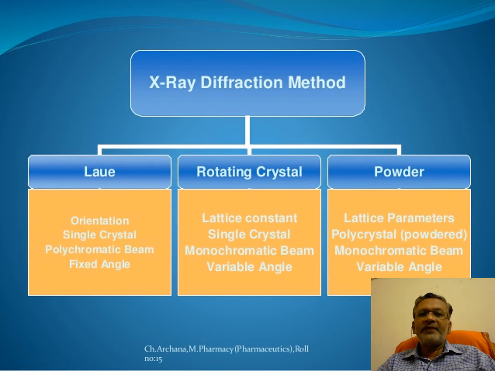In the case of X-ray diffraction, there are 3 methods: one is called the Laue method, the rotating crystal method, and the powder method. Which method is suitable in which situation: in the case of Laue's method, orientation of a single crystal, polychromatic beam, fixed angle. In the case of rotating crystal, lattice constant, single crystal, monochromatic beam, but variable angles we can choose. In the case of powder, lattice parameters, polycrystalline powder, monochromatic beam, and variable angles we are using.